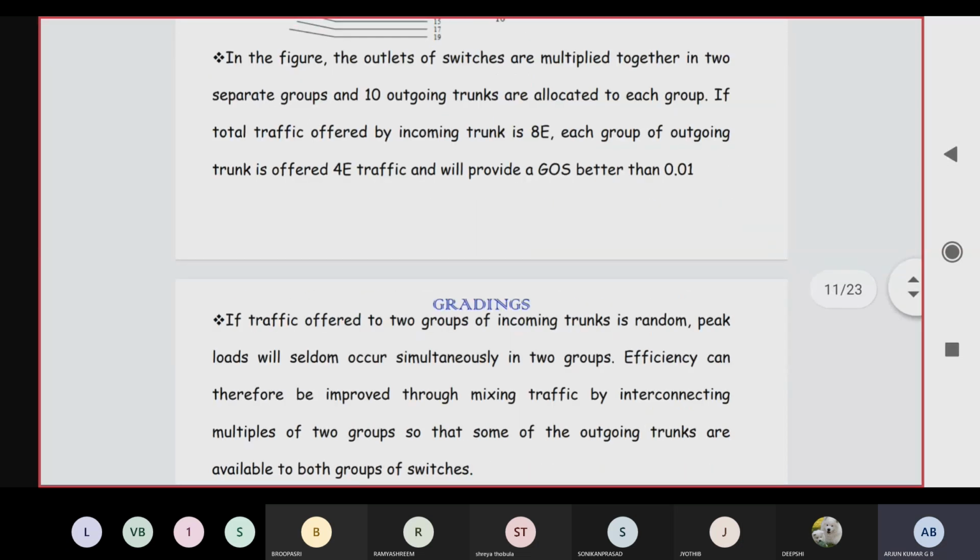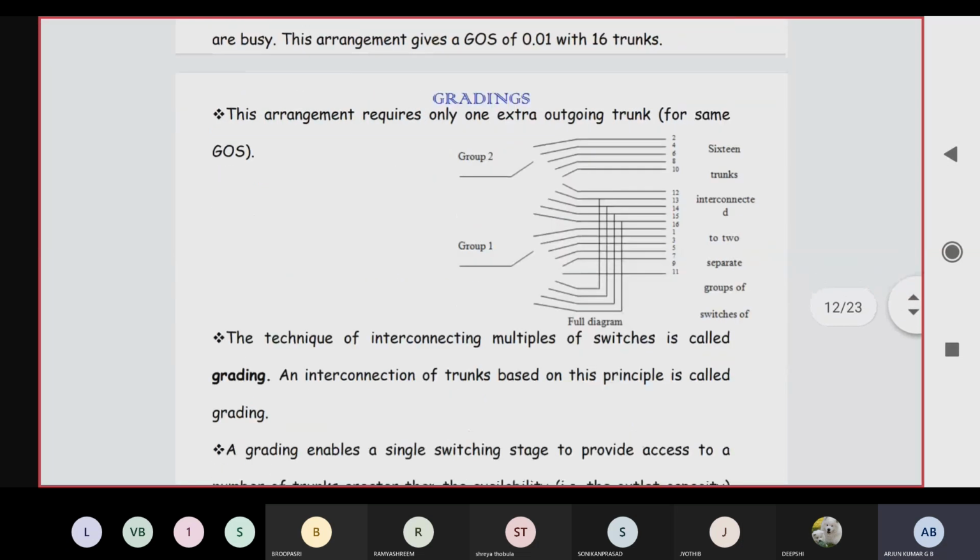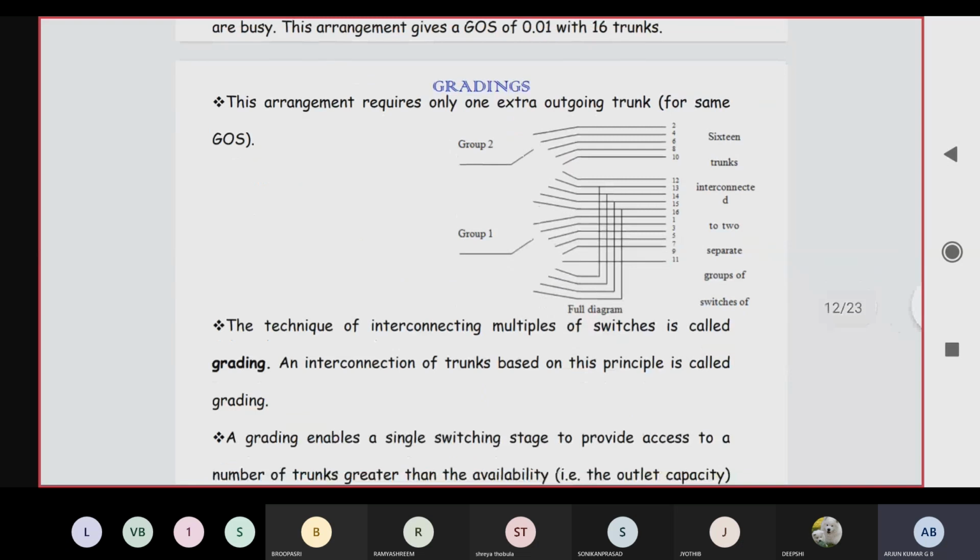See, you can observe here, this is the arrangement we have given. In this arrangement we can see group 1 and group 2. In group 1, how many trunk lines will be there? 10 will be there. Group 2 will have another 10 trunk lines.